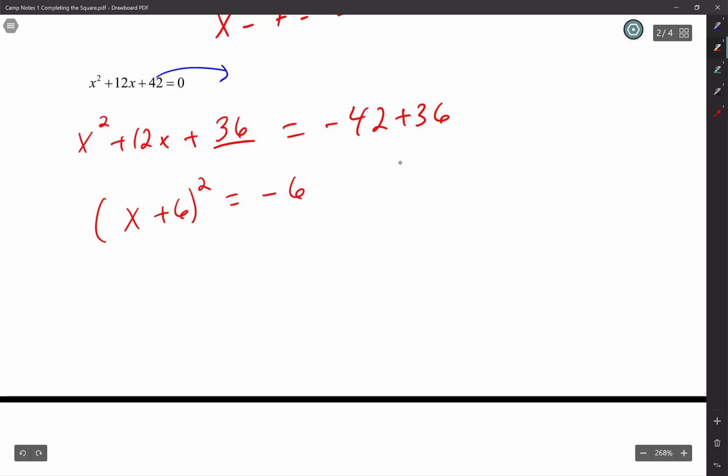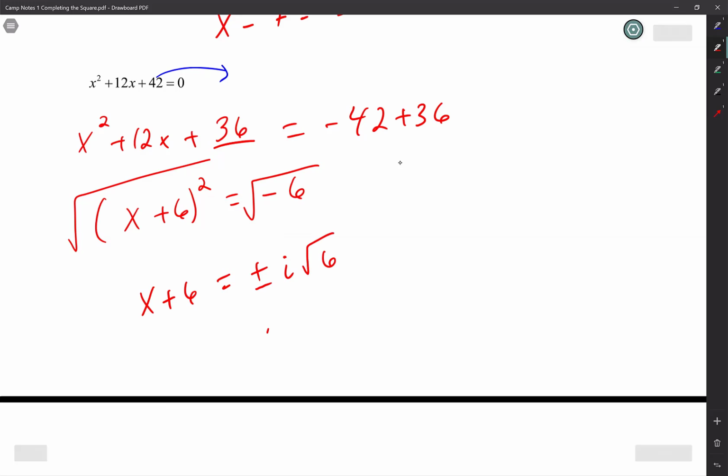You can already see here, just like I said, anytime you square something, it's never negative, so this has to be imaginary. Square root, x plus 6 equals plus minus, put the i in the front there, square root of 6. Move the 6 to the other side, x equals negative 6 plus minus i square root of 6.